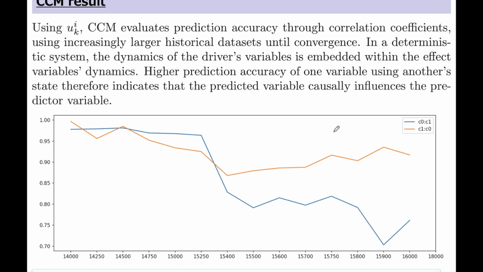This is the correlation coefficient obtained by CCM for the various Reynolds numbers. Up to the Reynolds number around here, in this domain, the evolution is almost periodic. As you can see here, the orange one is the correlation coefficient for the prediction of C1 using the C0 information. That means C0 is the cause and C1 is the effect. The blue one is the prediction accuracy of C0 using the information of C1.